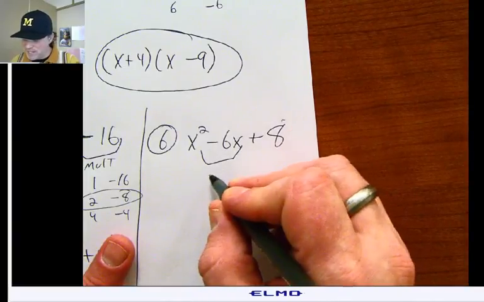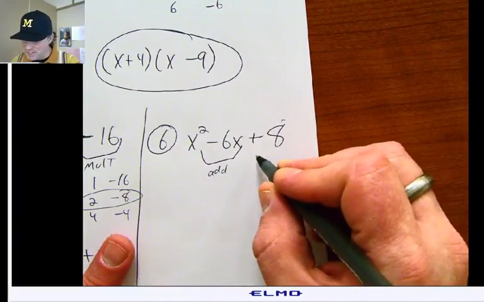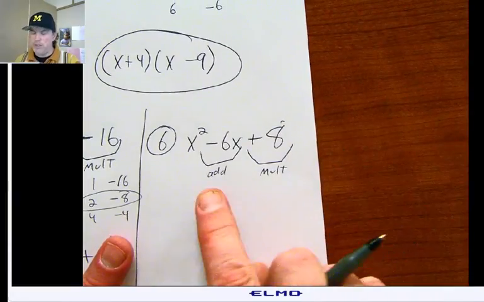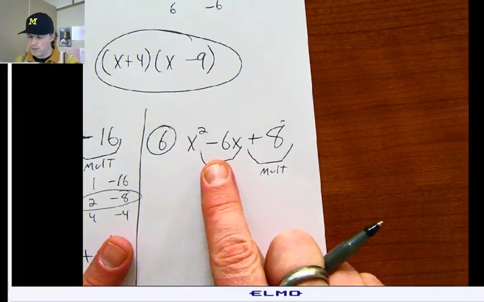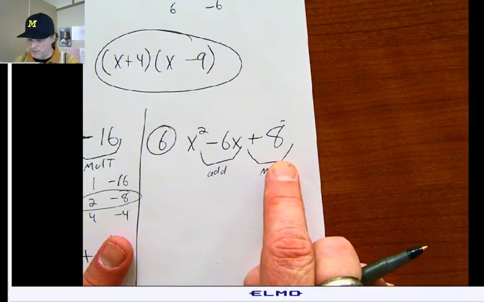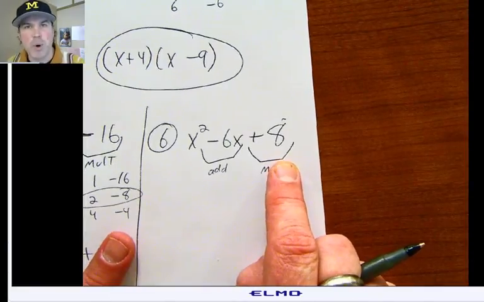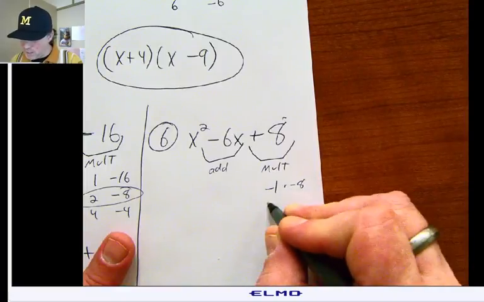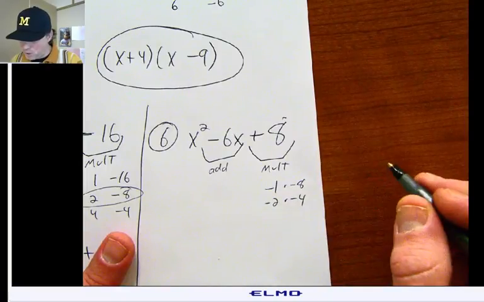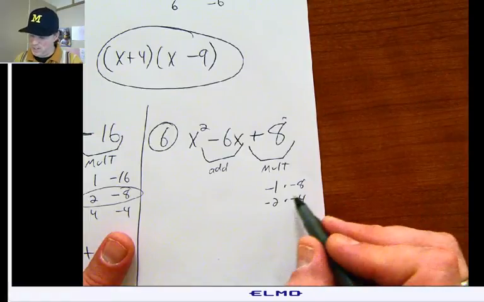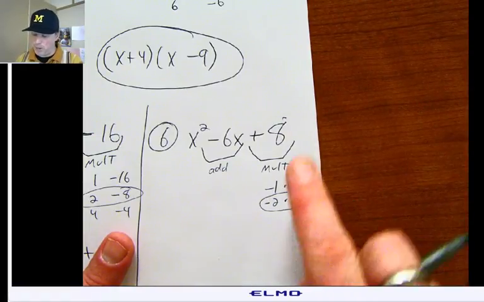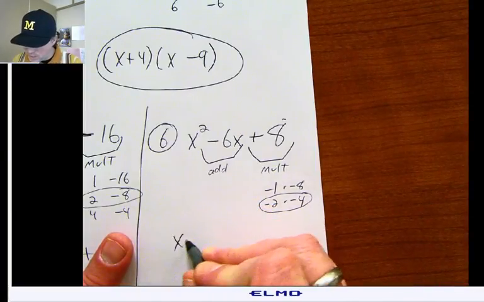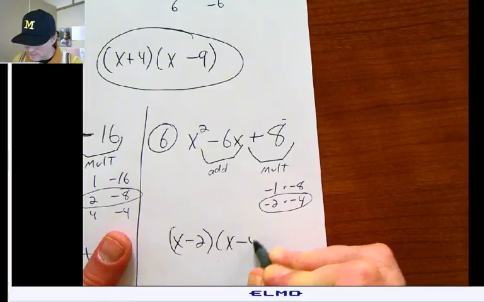Okay, so in this case, they need to add up to negative 6, yet multiply to positive 8. Well, how can you add to a negative, yet multiply to a positive? That means both numbers must be negative. So it could be negative 1 and negative 8, negative 2 and negative 4, and actually that's it. In this particular case, the only way to multiply to a positive and add to a negative is if they're both negative, so negative 2 and negative 4, so x minus 2 and x minus 4.